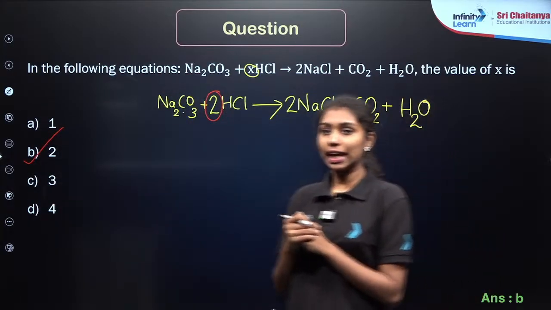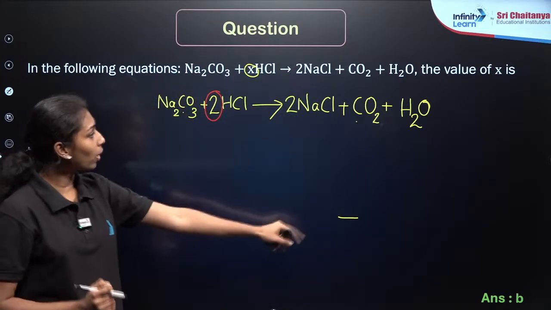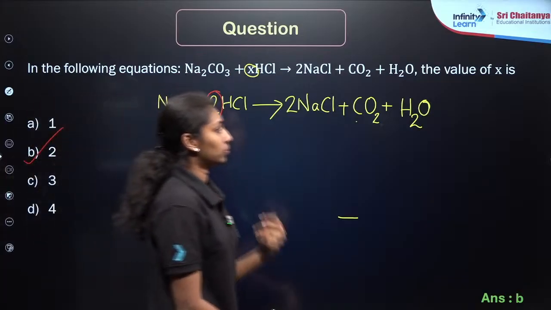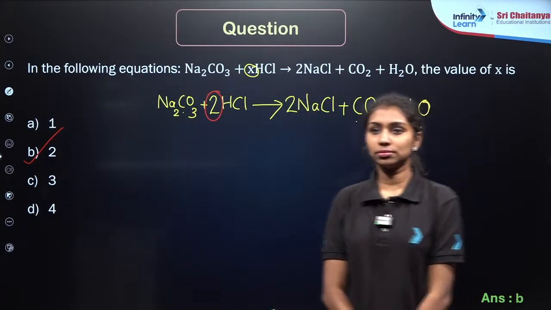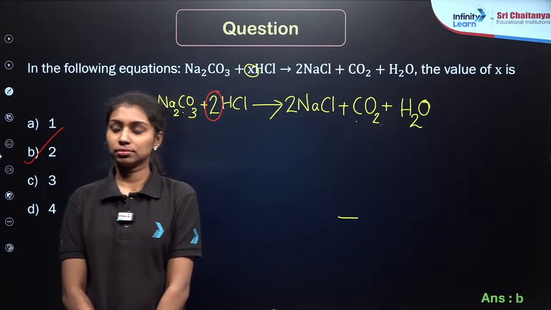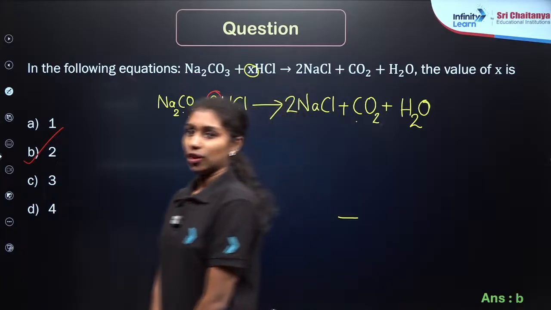Okay, Arush, take any one of the examples given here, then I will explain the oxidation number for that. Which one do you want? Carbon dioxide, water, NaCl, HCl or Na2CO3? Na2CO3, right? Okay.